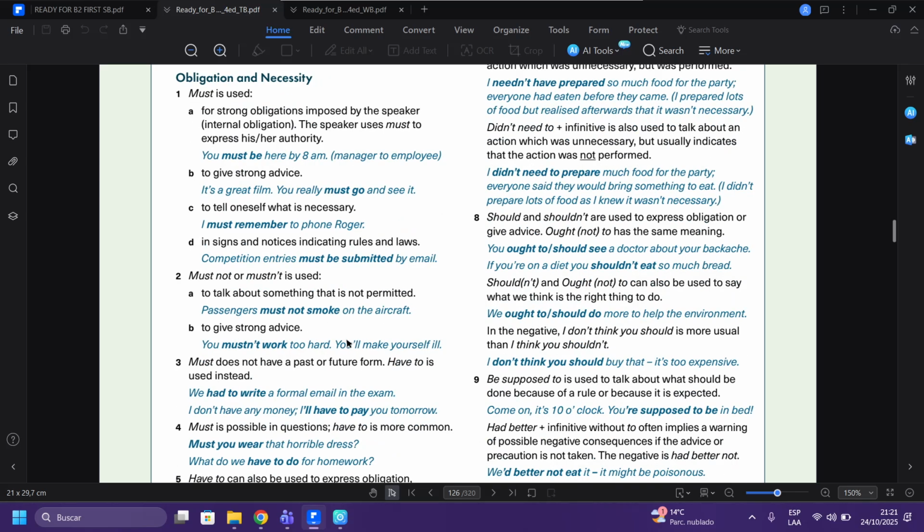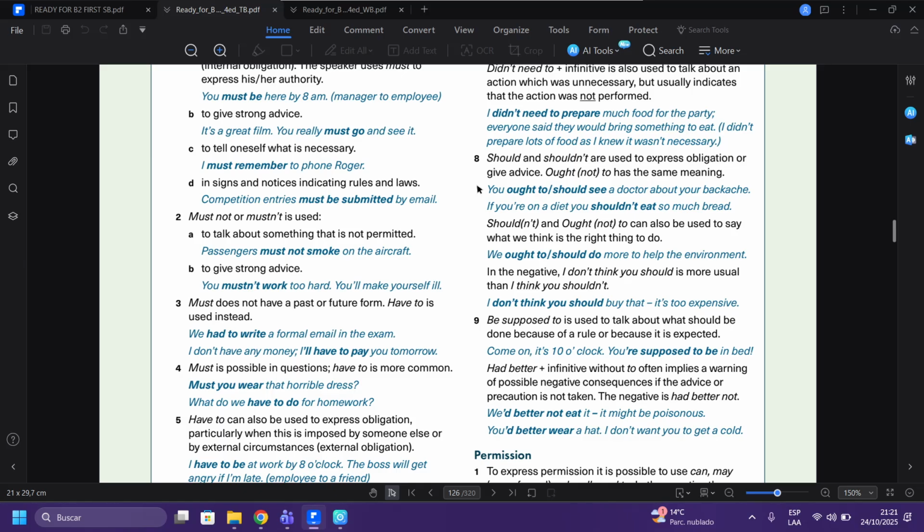But then we have didn't need to, right? Didn't need to plus the infinitive is also used to talk about an action which was unnecessary, but usually indicates that the action was not performed. For example, I didn't need to prepare much food for the party. Everyone said that they would bring something to eat, so I didn't prepare lots of food and I knew that it wasn't necessary. So the action was not done.